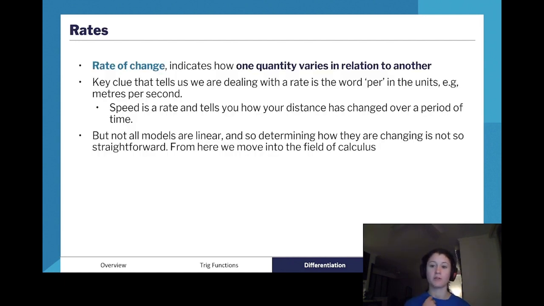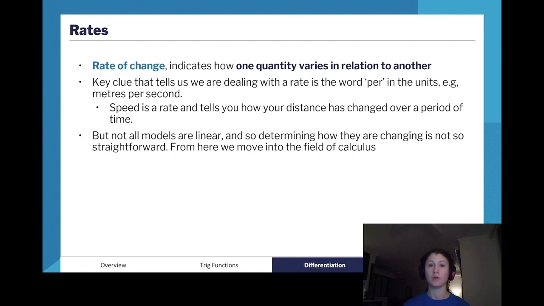So starting with rates of change. Rates of change tell us how one quantity varies in relation to another. A key clue that tells us that we're dealing with a rate of change is when we have the word per, as in meters per second. As an example, speed is a rate and tells you how your distance has changed over a period of time, such as 4 meters per second. Your distance has changed by 4 meters over a period of 1 second of time.